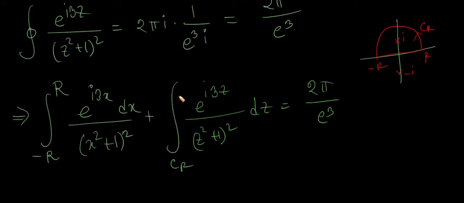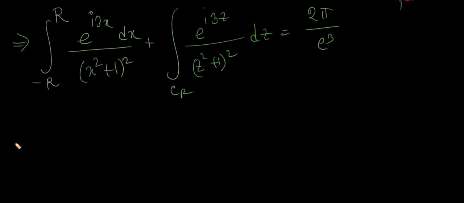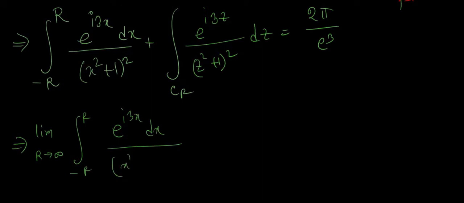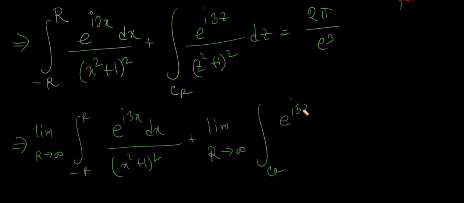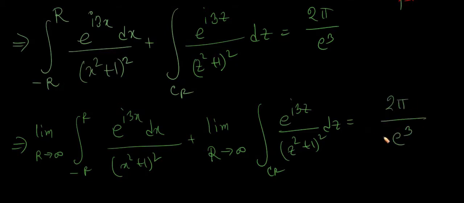So now what we need to do, we need to take the limit r goes to infinity. So limit r goes to infinity, integral from minus r to r, e to the power I 3x dx over x square plus 1 whole square, plus limit r goes to infinity of the integral over C of r, e to the power I 3z over z square plus 1 whole square dz. And since this is just a constant, the limit doesn't have any effect, so that's why we didn't write it.